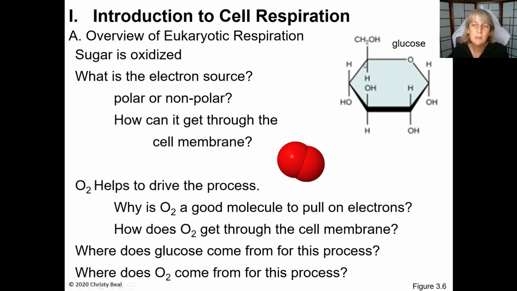And finally, where did the glucose come from? How did you get it in your cell in the first place? What process makes the glucose? And where does the oxygen come from in this process? What process builds lots of oxygen gas? We will answer those in review.